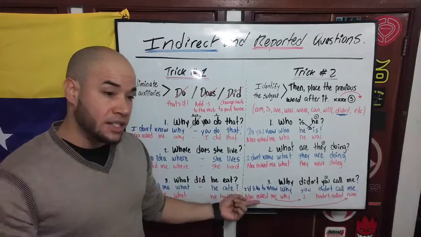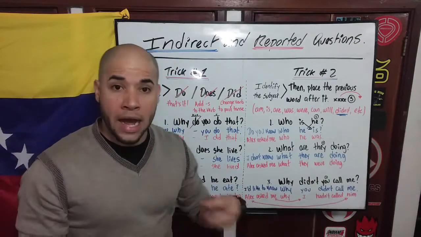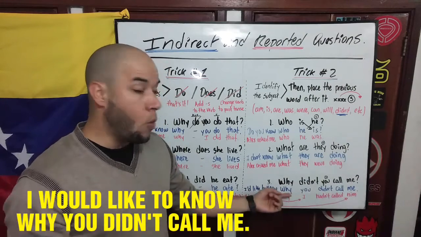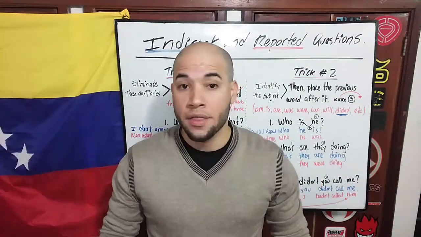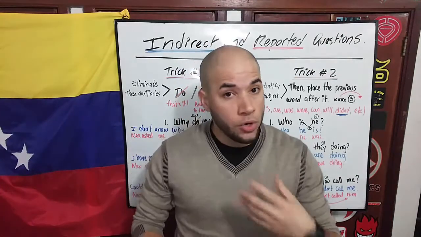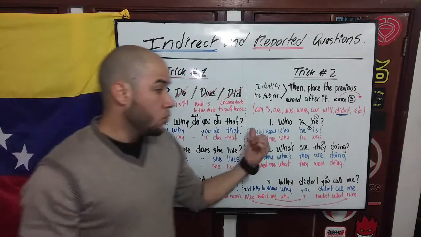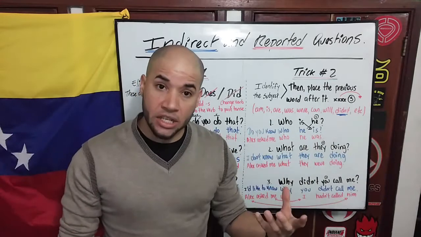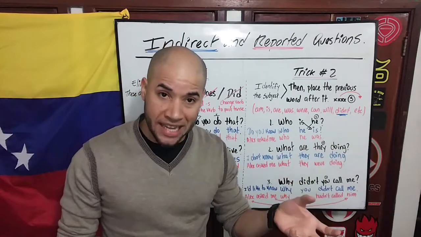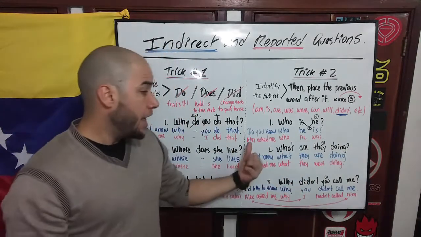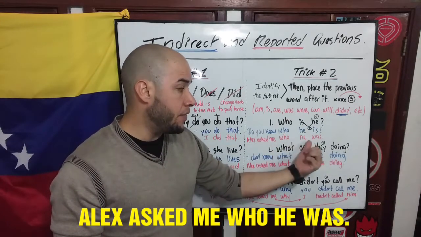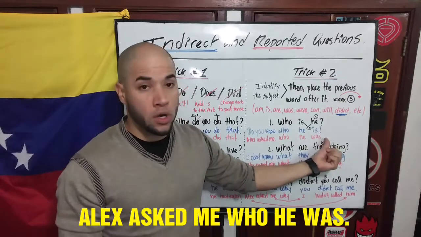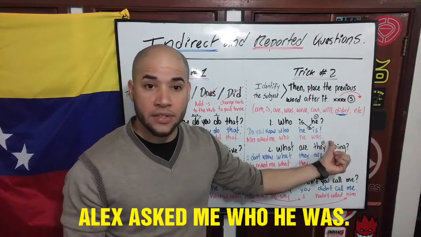You can start like this: I'd like to know, or I would like to know, why you didn't call me. And that's it. Then if you want to report a question, we do the same thing we did here. We can start by making an indirect question and then changing the tense to the correct one. So we have, Alex asked me who he, and then the past tense of "is," was. We have present, we change it to past tense.